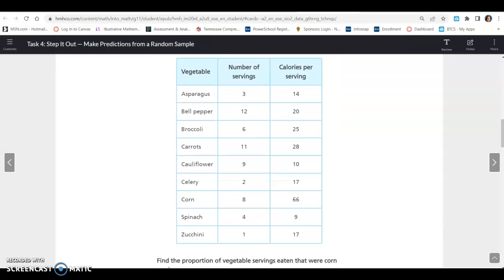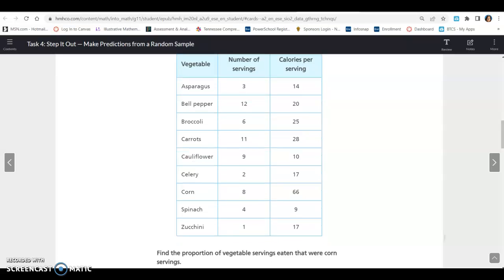All right, so here's the table of vegetables. You see there's asparagus, bell peppers, broccoli, carrots, cauliflower, celery, corn, spinach, and zucchini. It also has the number of servings, and it has calories per serving.